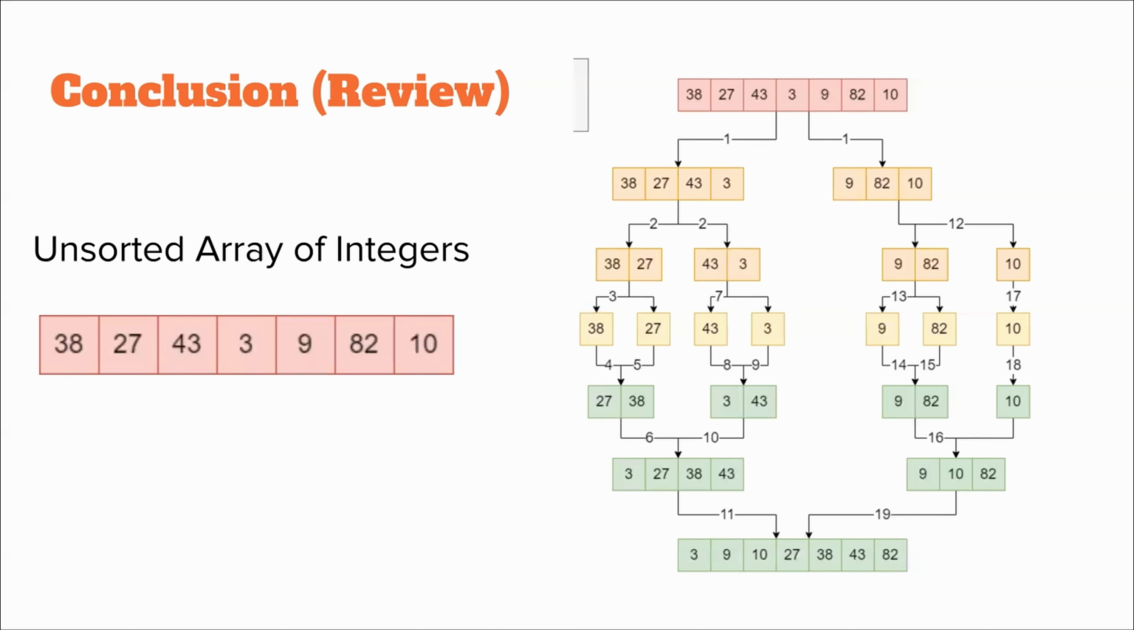Finally, we can talk about the complexity when using the merge sort algorithm. The merge sort algorithm, like most divide and conquer algorithms, is quite a fast sort algorithm. Merge sort has a worst, average, and best case time complexity of O(n log n).